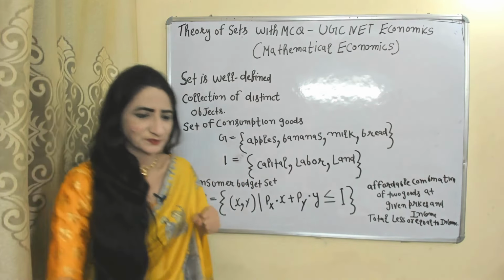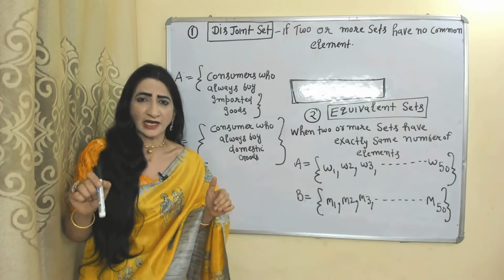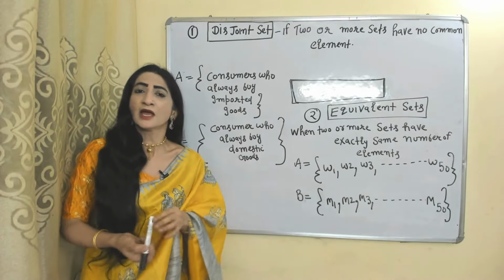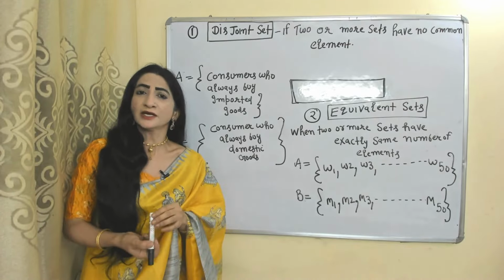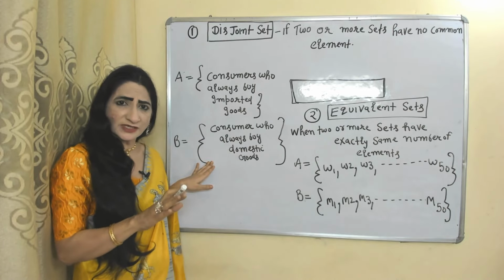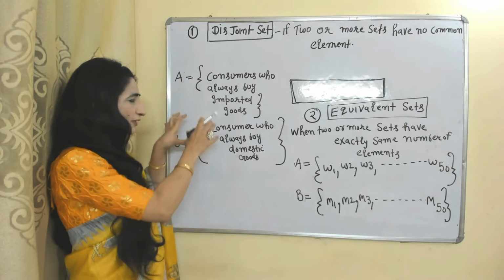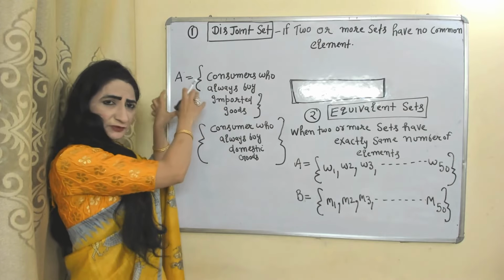Disjoint set. When two or more sets have no common element, they are called disjoint sets. For example, this is the set of consumers who always buy imported goods. This is the set of consumers who always buy domestic goods. There is no common element between A and B consumers, so it is called a disjoint set.